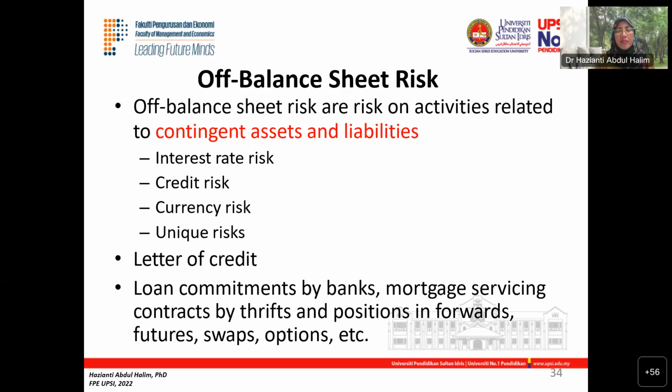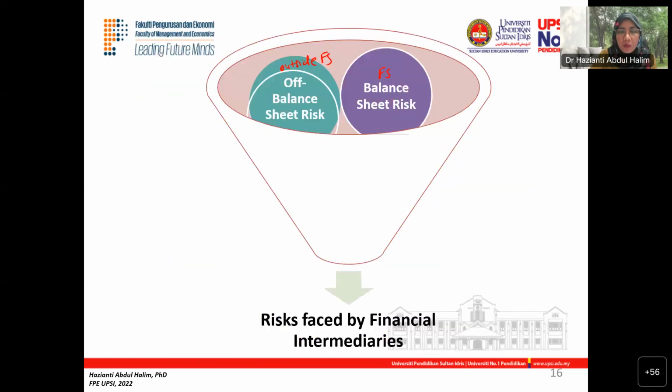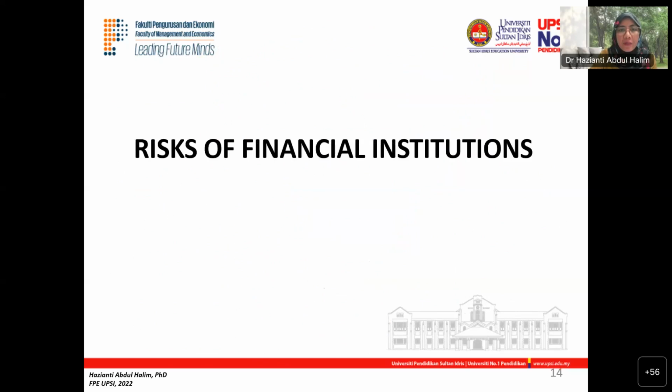So off balance sheet risk is related to what I highlighted here, contingent assets and liabilities, something that is not happening yet. Benda belum jadi, benda belum ada dalam balance sheet atau belum ada lagi dalam financial statement. So for example, if we go back to this financial statement, I have to show you this financial statement because we are talking about off balance sheet items.